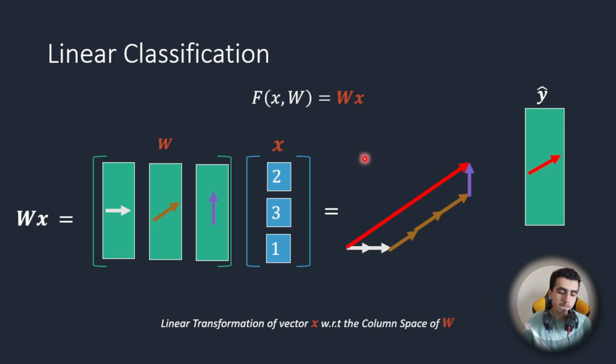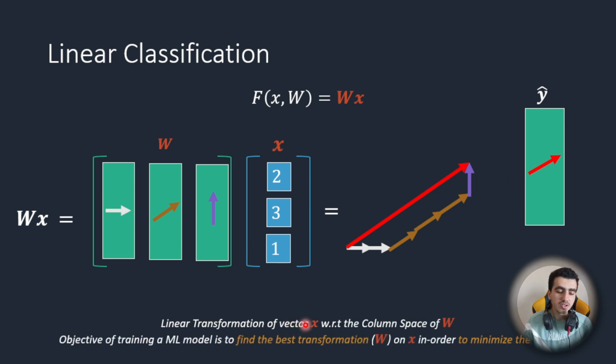So this is a linear transformation of X with respect to the column space of the weights, the W. The objective here is to find the best transformation, the best weights, which will transform our input X in order to minimize the error. So we are training, we keep changing the basis of the weights until we find the best weight matrix, the best transforming matrix for X.